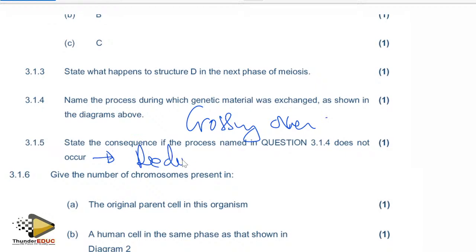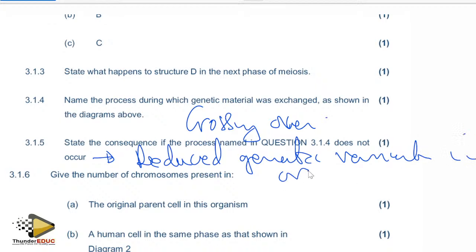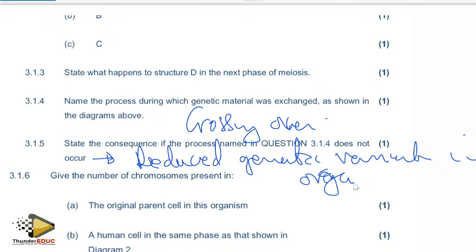There will be reduced genetic variation in organisms. Organisms will not look, they will look much more similar to each other. You understand? Why? Because you have removed the causes of genetic variation.